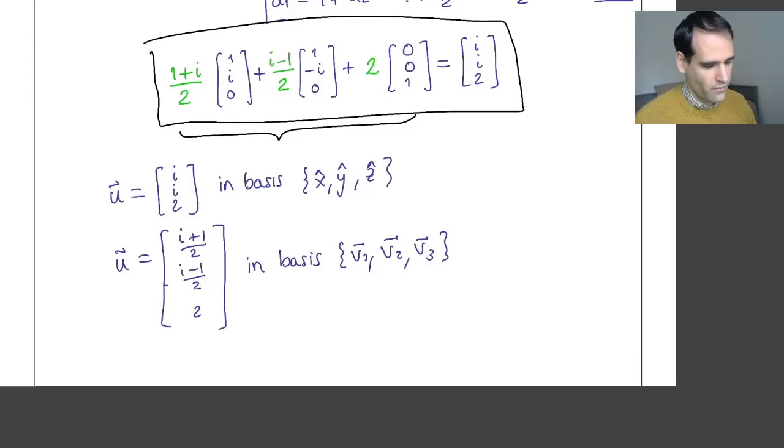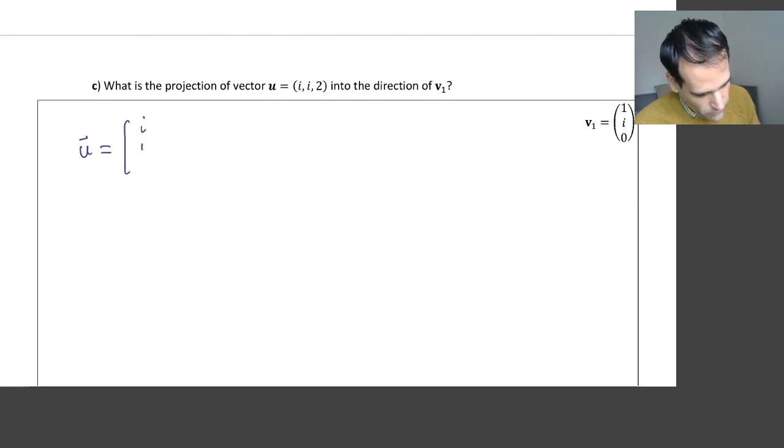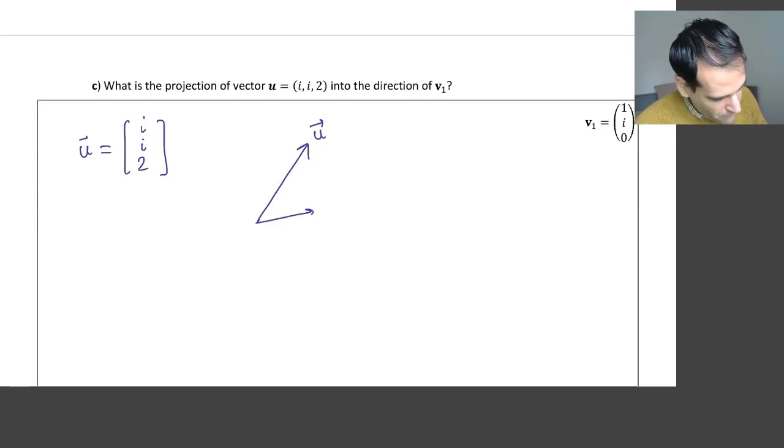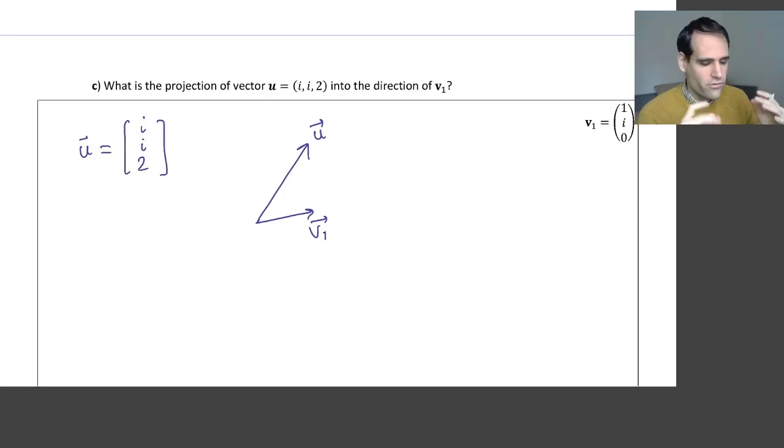Okay. The next question asks, what is the projection of vector u equals (I, 2) into the direction of v1? Okay, so we have this vector u, and then we have this vector v1. Even though I'm drawing them as if they were arrows, remember that these vectors are complex. So you cannot really imagine them as arrows in three-dimensional space because they are complex arrows. However, for picturing what the problem is asking, it's useful to draw them.